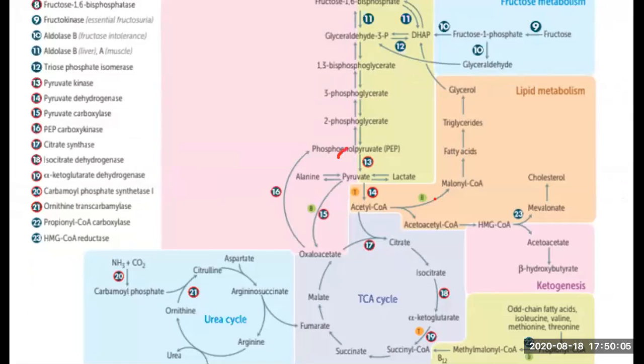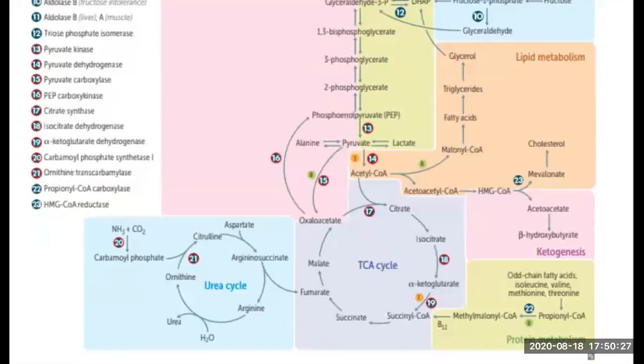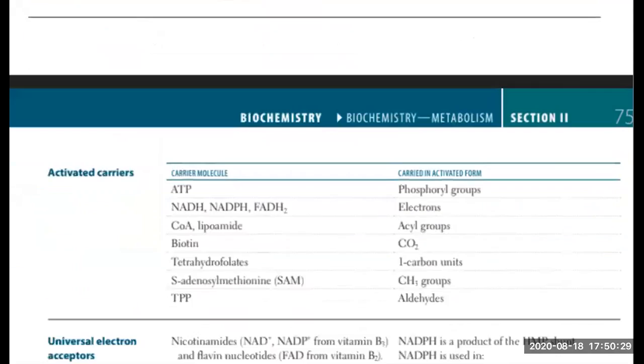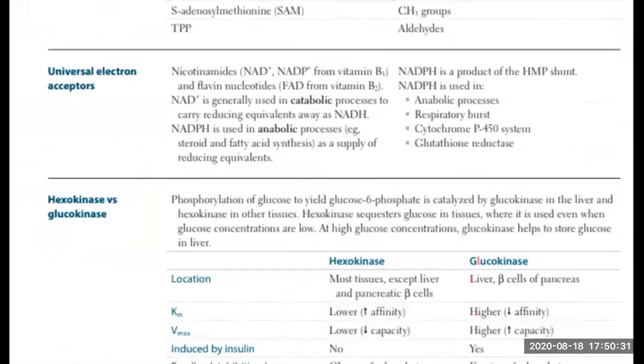So you can also see in here, pyruvate is converting to acetyl-CoA, and see this number 14. This number 14 is pyruvate dehydrogenase. Okay, so pyruvate is converting to acetyl-CoA and the enzyme is pyruvate dehydrogenase. This enzyme is dealing with the reaction which we called redox.